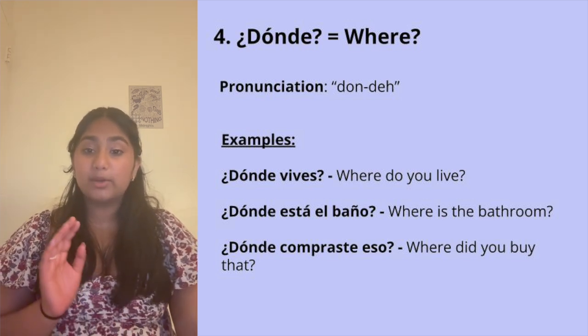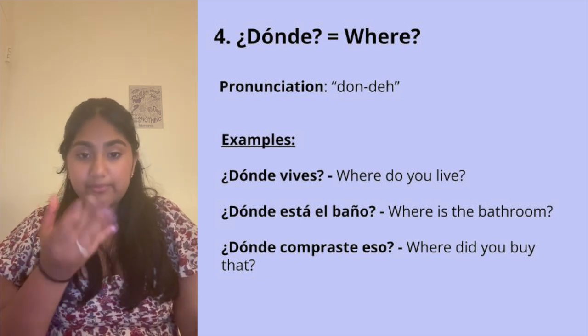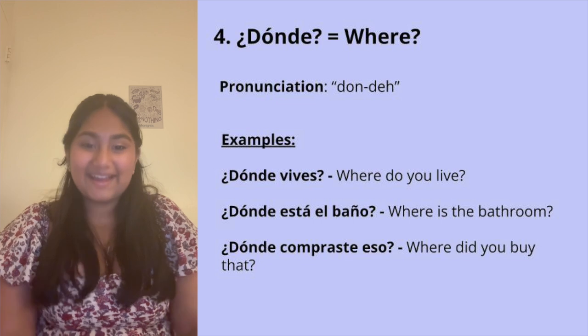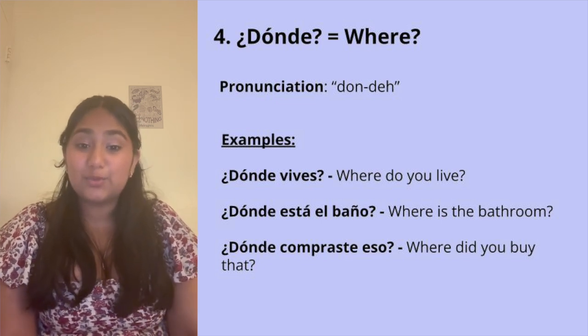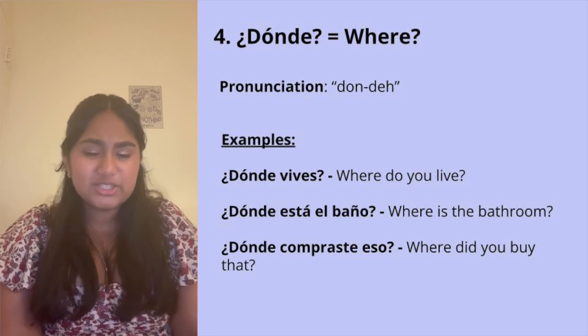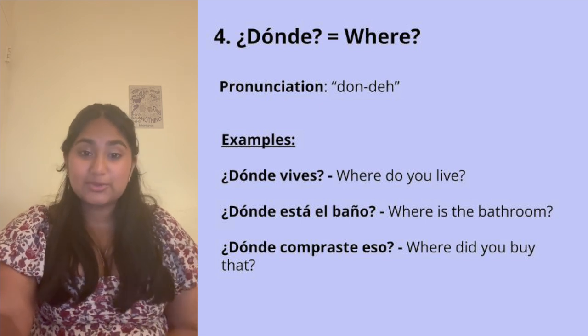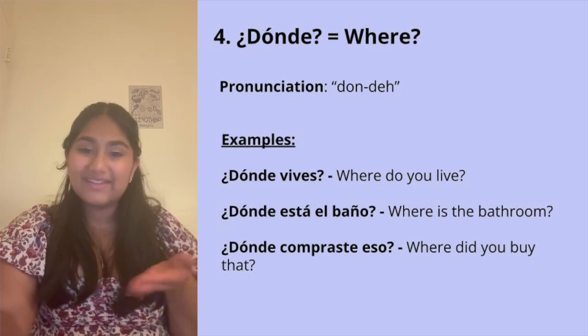So here are some pretty useful examples. How about ¿dónde vives? Where do you live? Then there's ¿dónde está el baño? People use this one a lot, and it's where is the bathroom? Then there's ¿dónde compraste eso? Where did you buy that? These are all very useful words to use in questions when you're talking to other people. And that's it for ¿dónde?